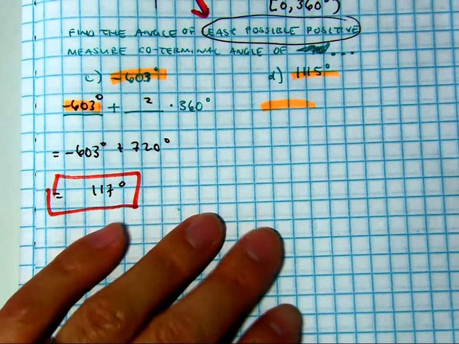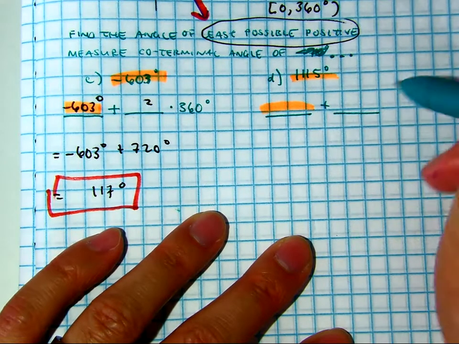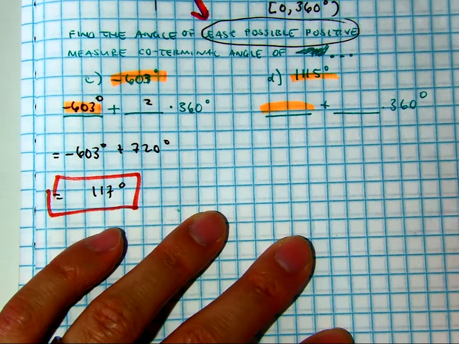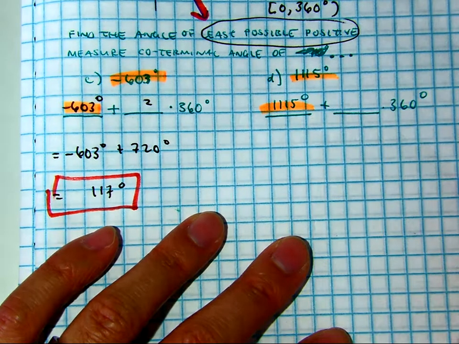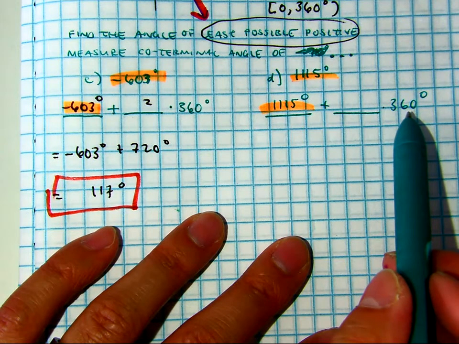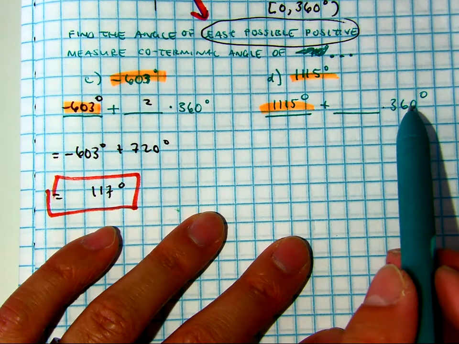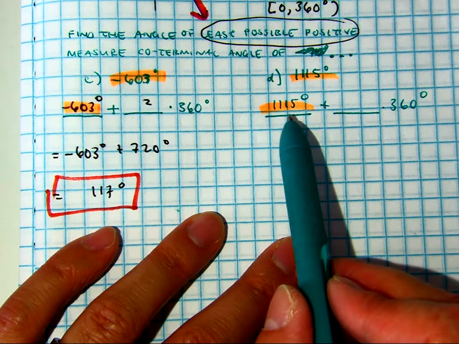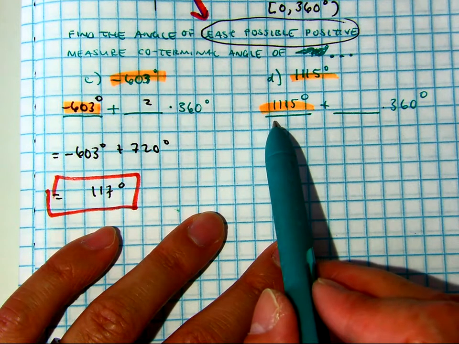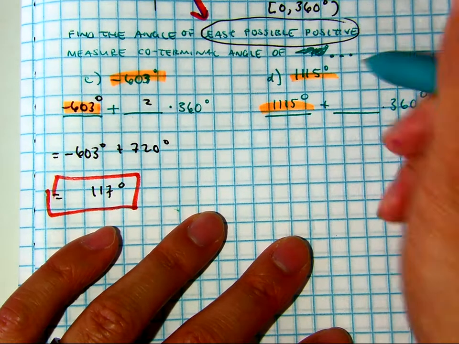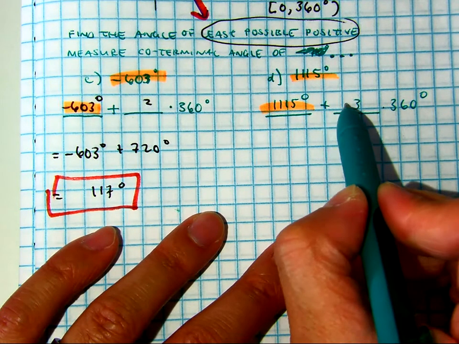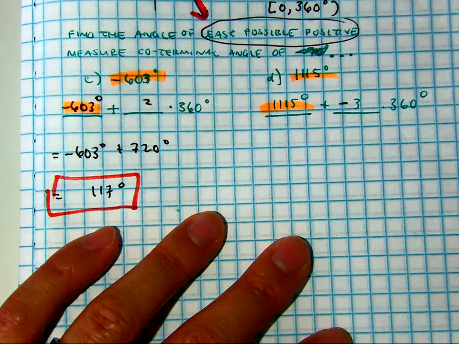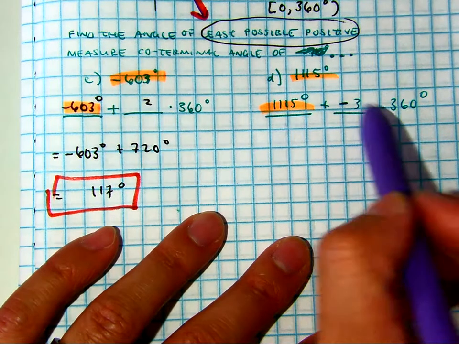Let's try this one. Same thing. So I'm going to put in 115. Class, if I did one rotation, negative 1 rotation, would that give us 300, a number between 0 and 360? How about 2? How about 3? Positive or negative? Why negative? I need to subtract from this value.